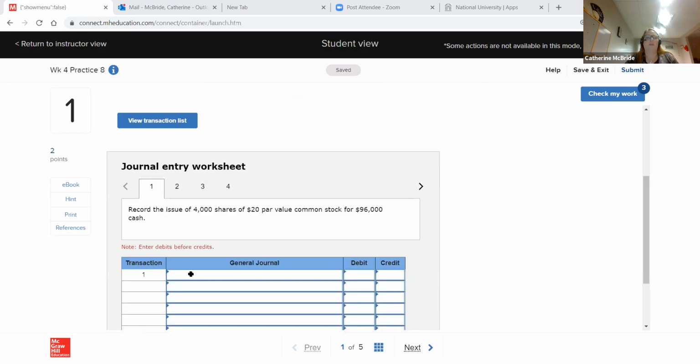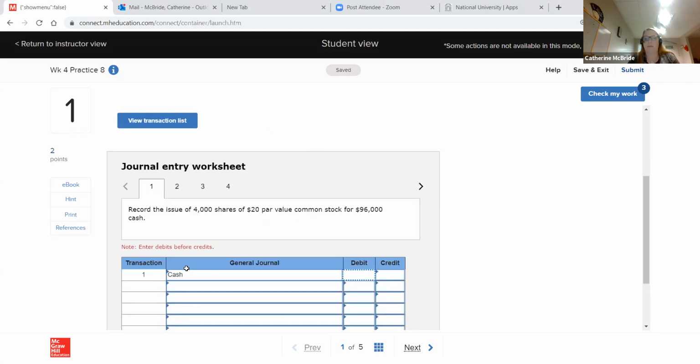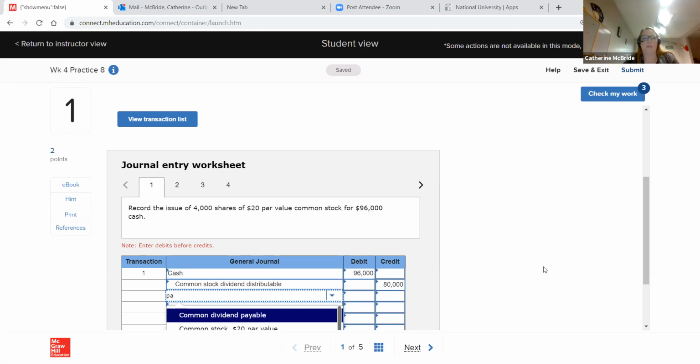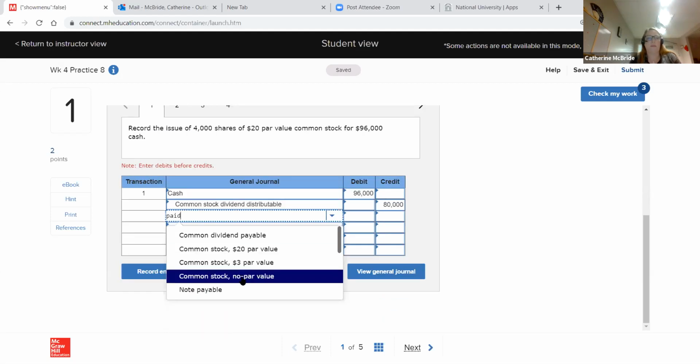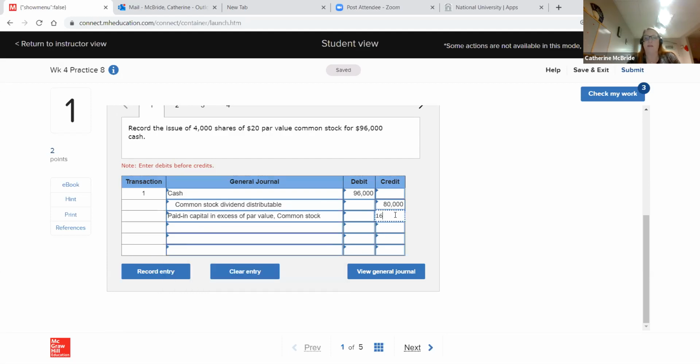So cash. Paid in capital in excess of par, common stock, 16,000. All right, are we good here?